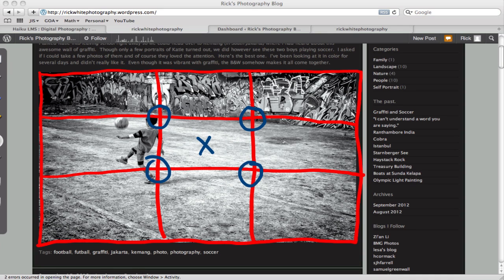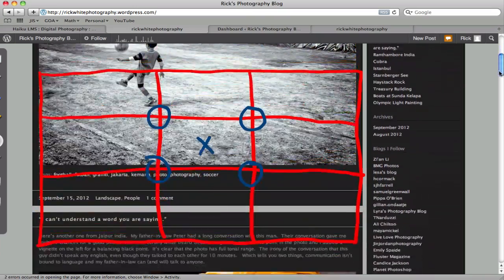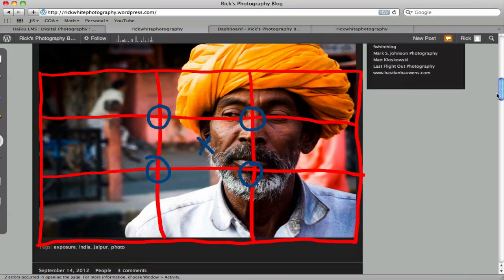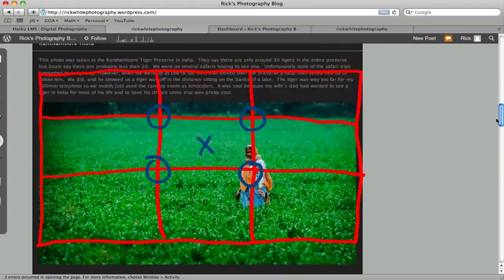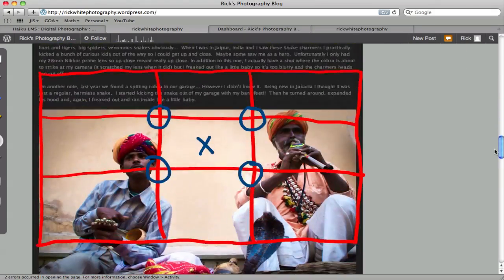So let's just roll down through some of my photos. You can see here I've placed this little soccer player right there on this vertical line, and he's pretty much from start to finish on those 2 intersections. We'll go through and see what else I've done. You can see that this man also on that third, it's called the rule of thirds. Sorry if I didn't mention that. And same thing with this woman.